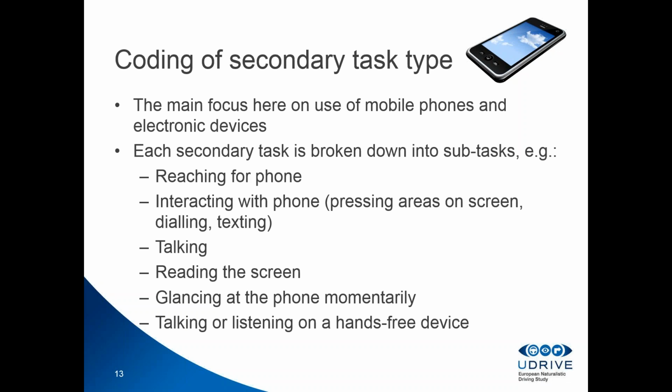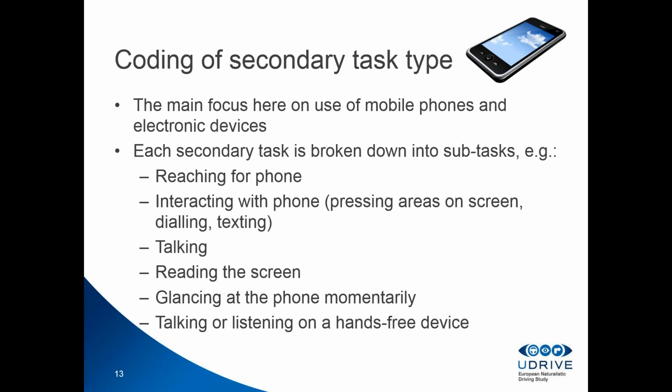And then we want to break the secondary task down into subtasks. There are concerns that some forms of interaction, and obviously there's evidence as well, some forms of interaction with mobile phones and electronic devices are more dangerous than others. So particularly visual-manual tasks, i.e. things like texting, dialing, and whatever, are considered to be more risky than merely looking at a screen or talking on a hands-free mobile phone. Of course, we can't be absolutely sure that that's always the case.